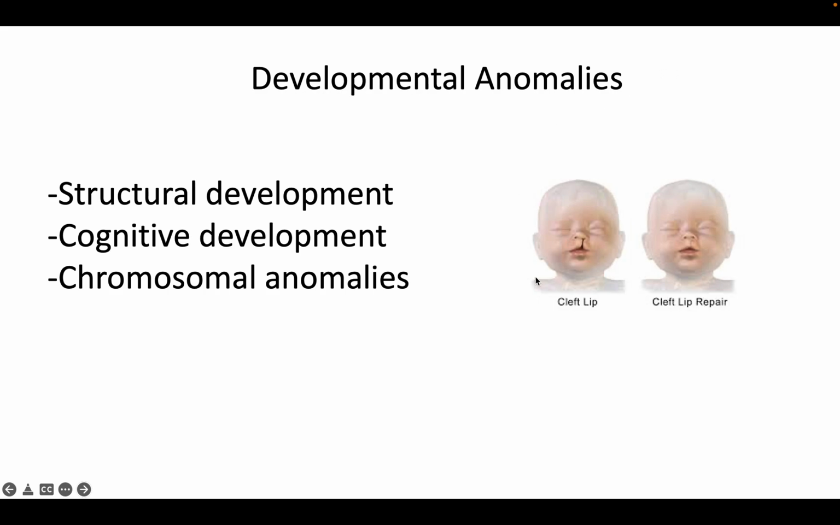Developmental anomalies, some are really common, some structural ones like cleft lip and cleft palate that are pretty routine to fix. Some cognitive developmental disorders we're learning a lot more about, and with things like autism we don't fully understand yet. And chromosomal anomalies, there's not a ton you can do for that. It's things like Down syndrome. It's a sad developmental anomaly.